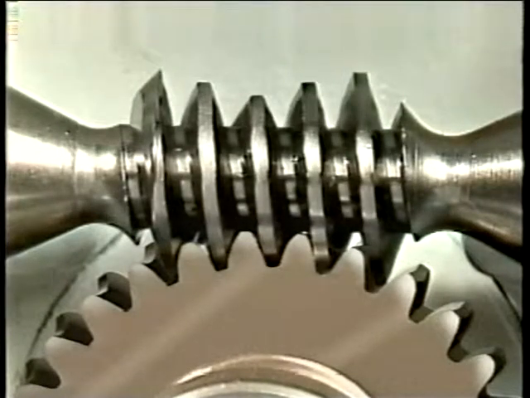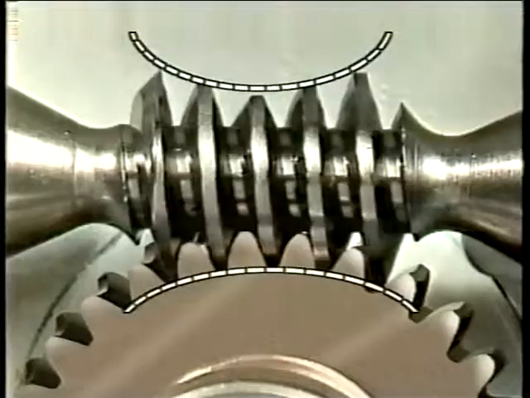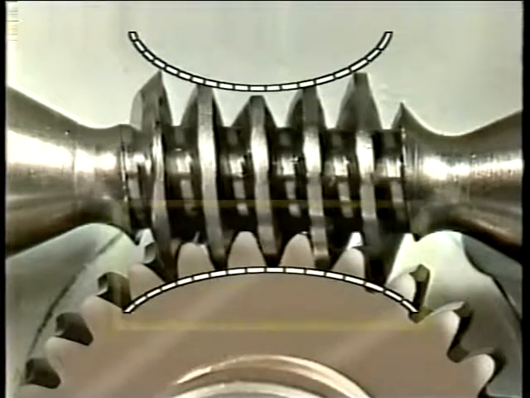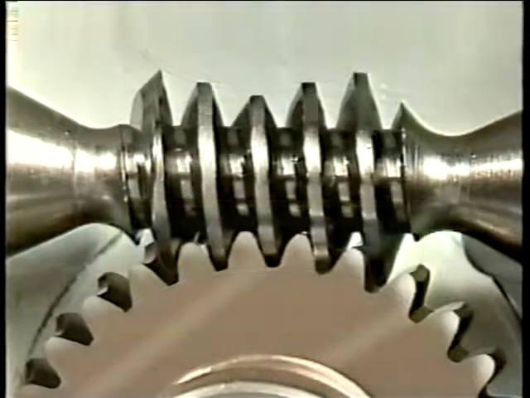Another type of worm gear set is the double enveloping worm gear set. In a double enveloping worm gear set, the worm is also throated so as to wrap partway around a throated gear. This arrangement further increases the contact area between the worm and the worm gear. So this type of gear set can carry even larger loads than a single enveloping worm gear set of the same size.